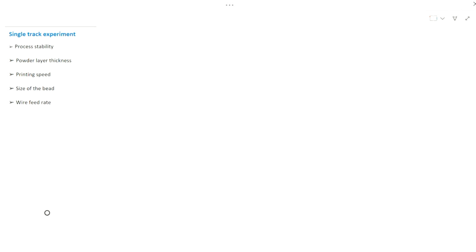Now, when we do a single track experiment, we follow all these parameters: process stability, powder layer thickness, printing speed, size of the bead, wire feed rate, etc. So we will discuss all of these one by one.